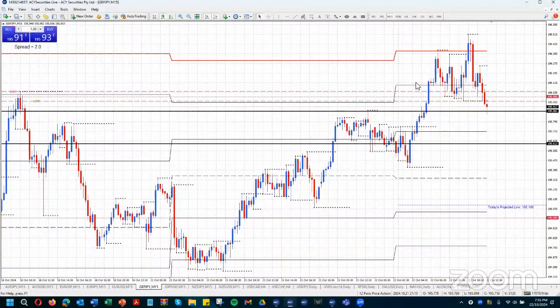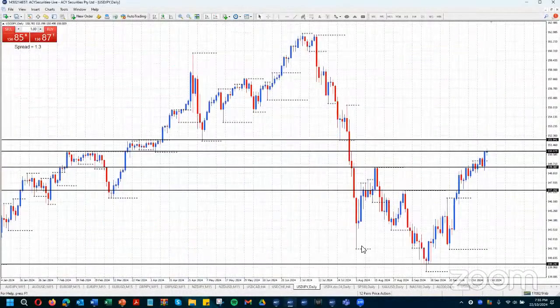So whilst intraday at the moment, some of these yen pairs are starting to look negative, the reason why I'm a little bit reluctant to go short is this dollar yen chart is a lot more bullish, and had a very positive day yesterday.